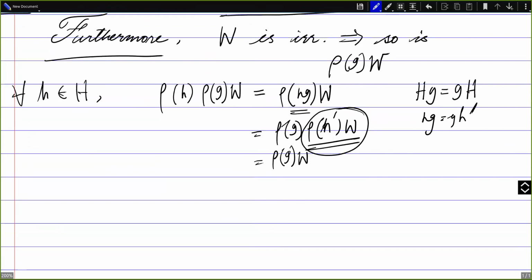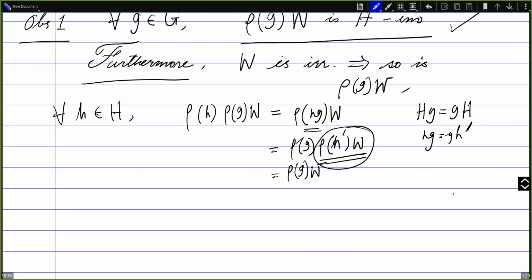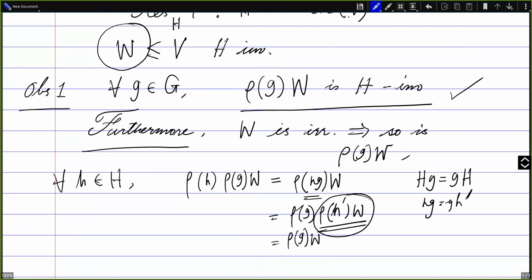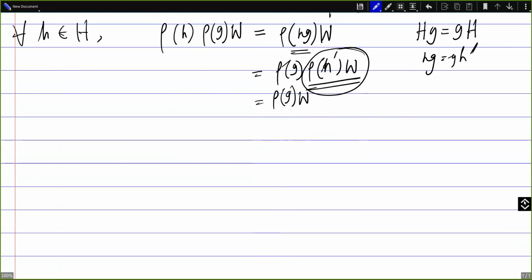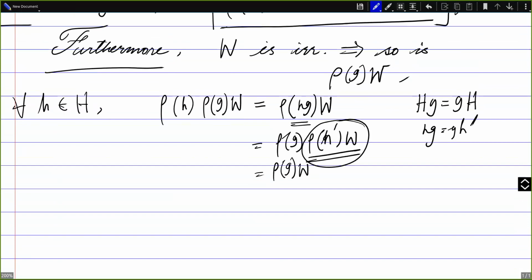So now we shall prove the irreducibility. Before we prove that, let us again note that what we have proved is that whenever W is any H invariant subspace of V, then for every g, rho(g)W is also H invariant. So we shall use that here. So suppose W prime is an H invariant subspace of rho(g)W.